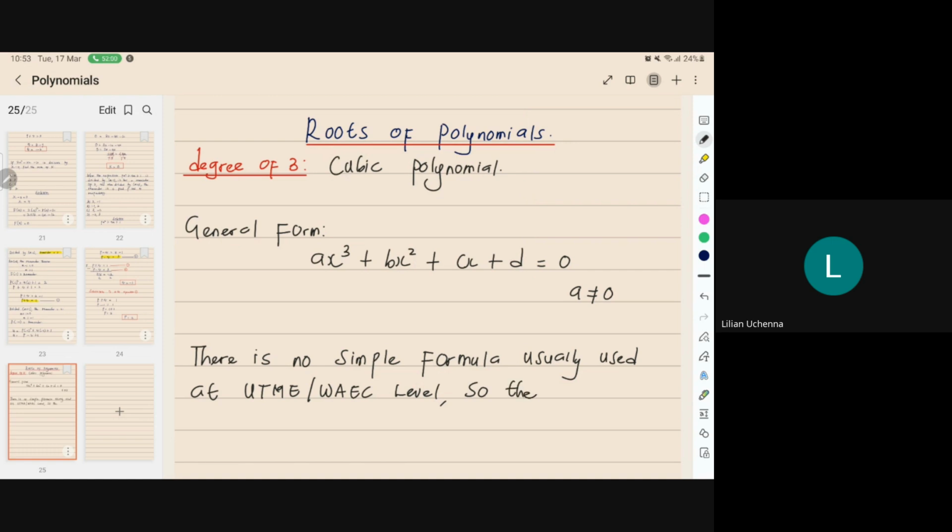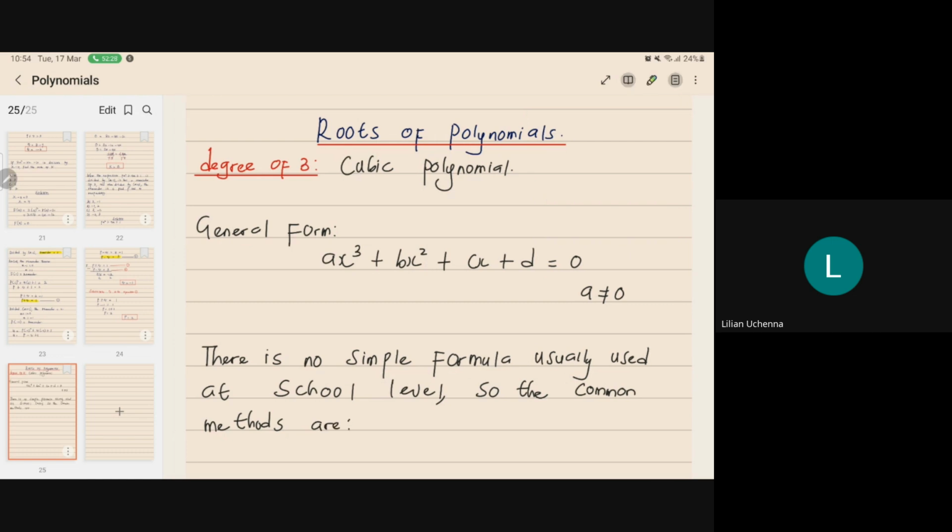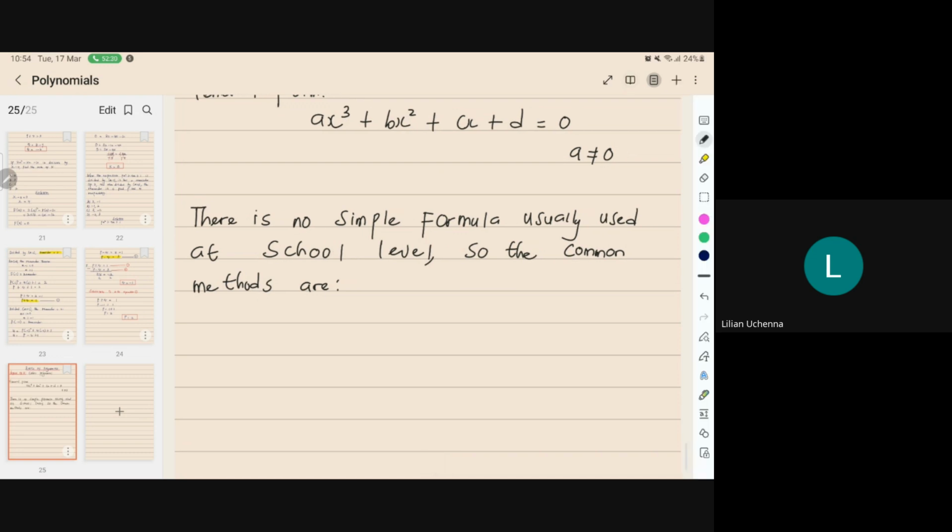So the common methods, or instead of saying this, let's put at school level. A lot of people can find this material useful at school level. So the common methods we use in finding the roots of a polynomial of degree 3, that's your cubic polynomial. One, you can make use of factorization. Please pay attention. We can make use of factorization.